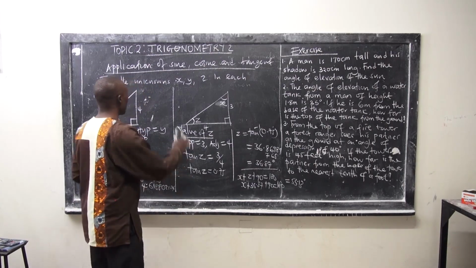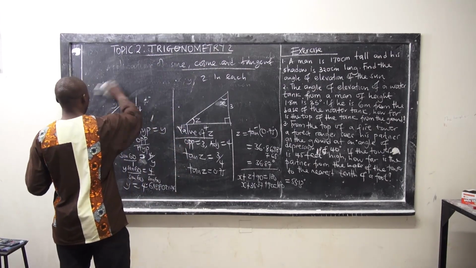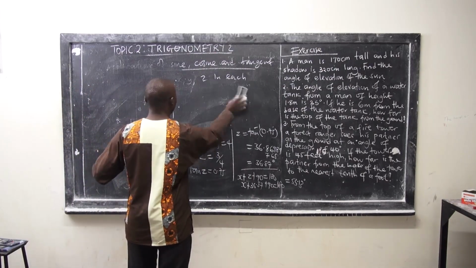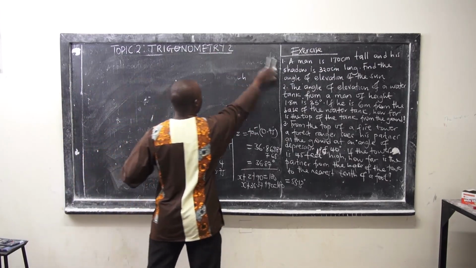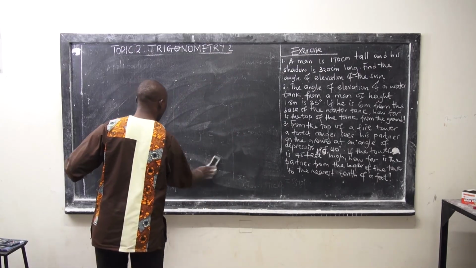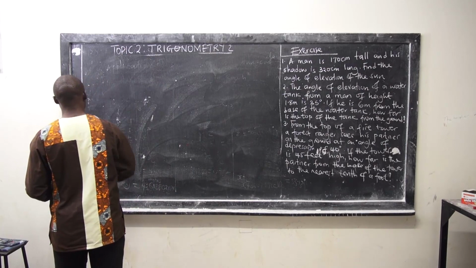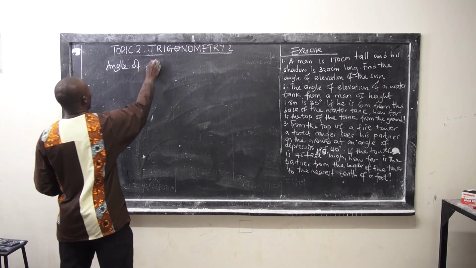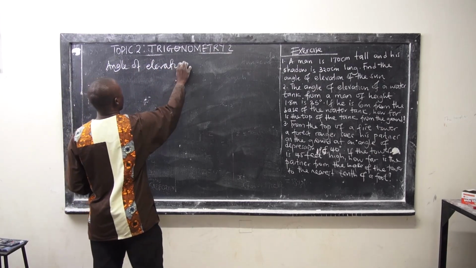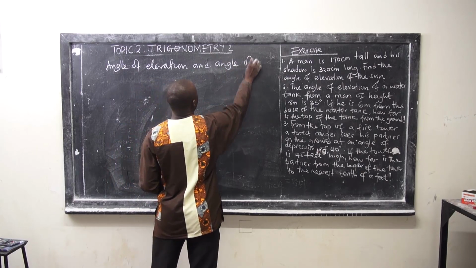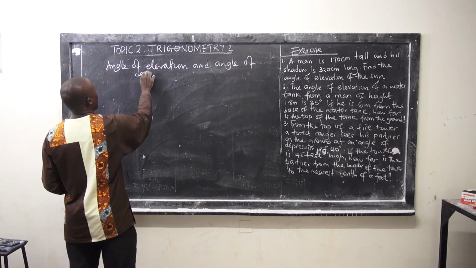Now let's dive into the last part called the angle of elevation and depression. So what's actually the angle of elevation and what is the angle of depression? Angle of elevation and angle of depression.